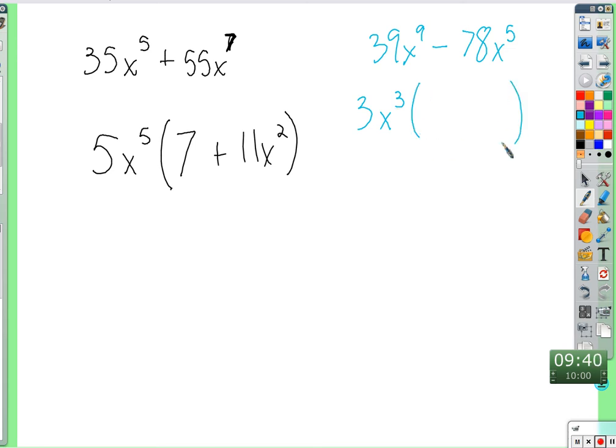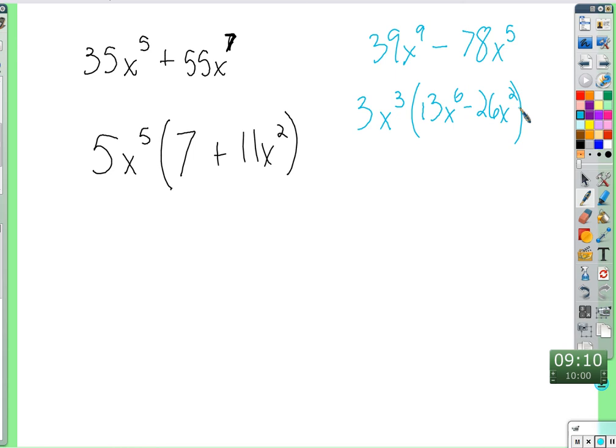Is 3 a common factor between these two? Yes. Is x to the third a common factor? Yeah. So maybe not the biggest, but it is a common factor. Okay, so what does this have to be? 3 times 13 x to the 6, since 3 plus 6 is 9, minus 26 x to the second.